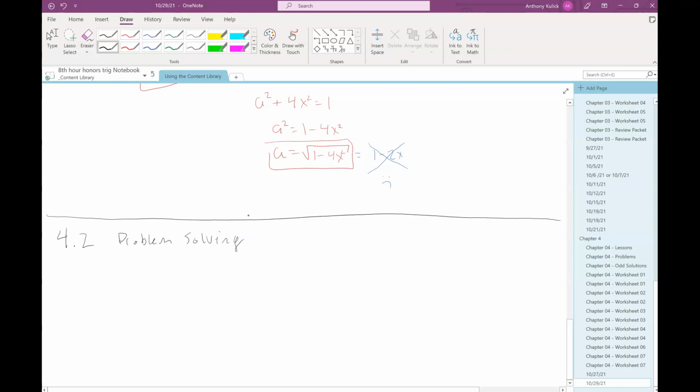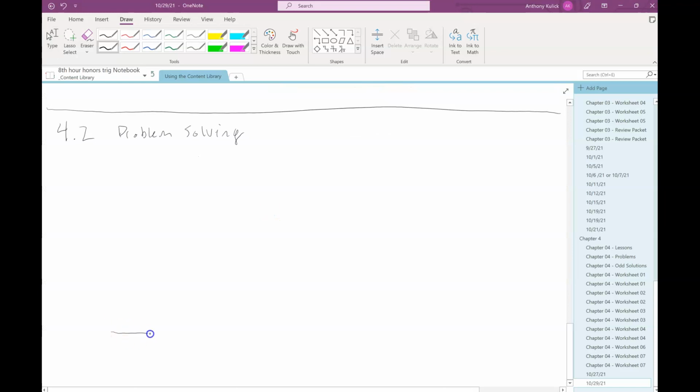So we have just 2 pieces of vocabulary and then some example problems, and we're in and out on 4.2. You guys good with that idea? I think that's a good plan for a Friday that's Halloween.